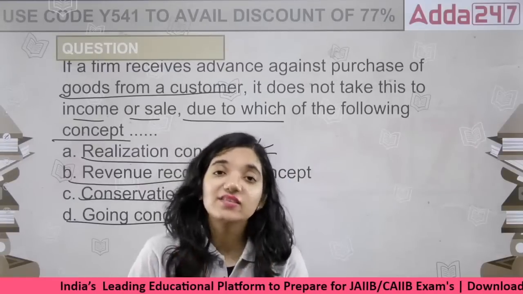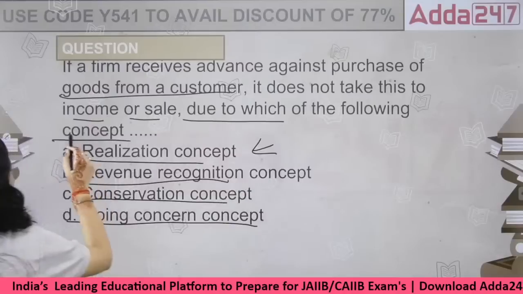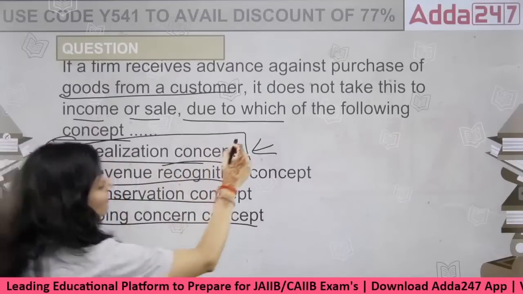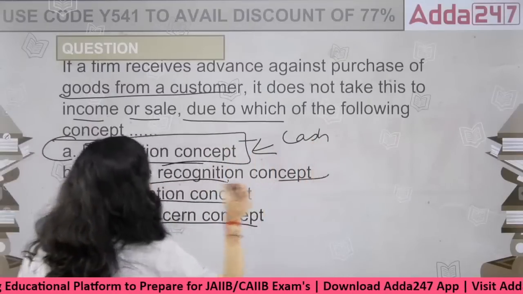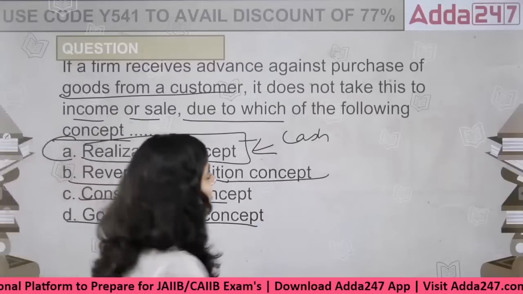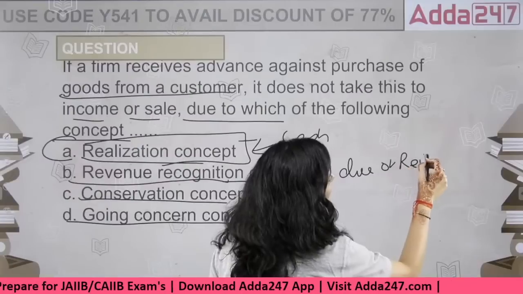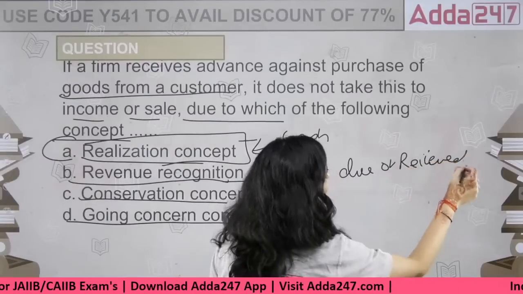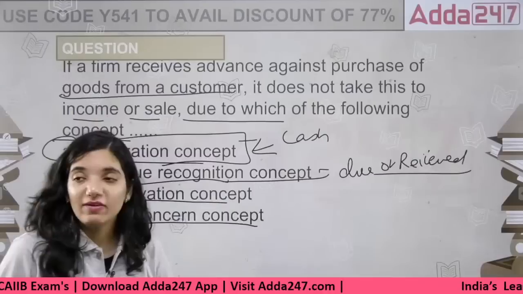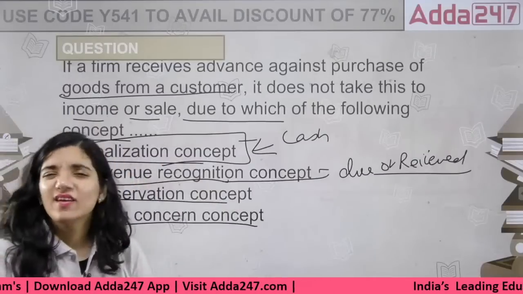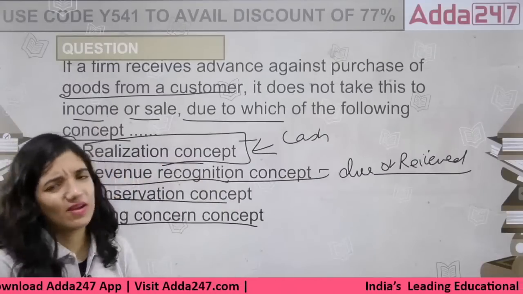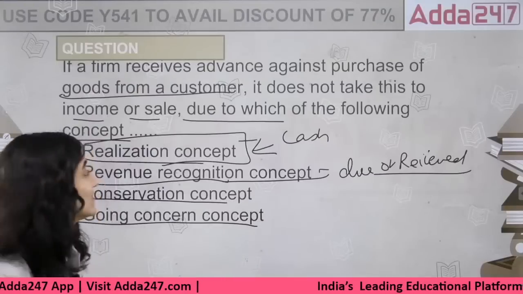We realize the money. So in this case, the realization concept talks about receiving in cash, while the revenue recognition concept talks about due or received. Whatever is there, we'll record accordingly. This is more sound. While when we talk about the realization concept, it says whenever you receive cash only, then tell me, otherwise I'll not record it. That's the concept which they follow.